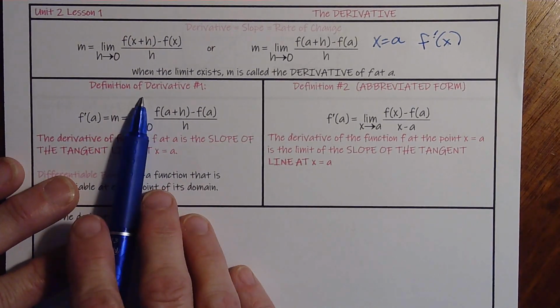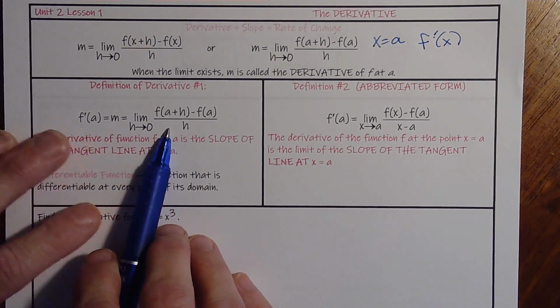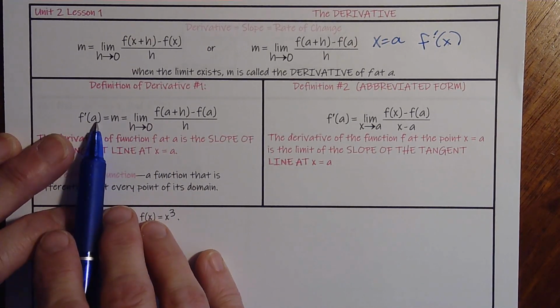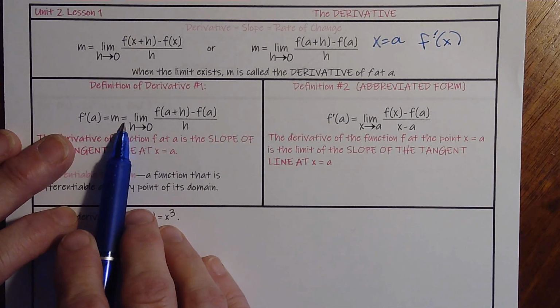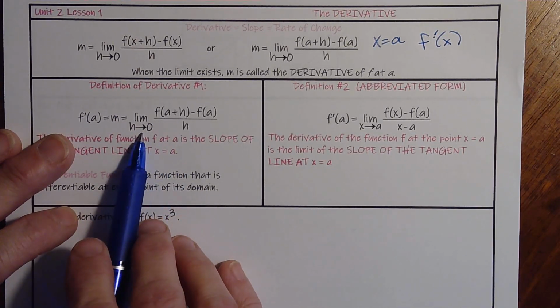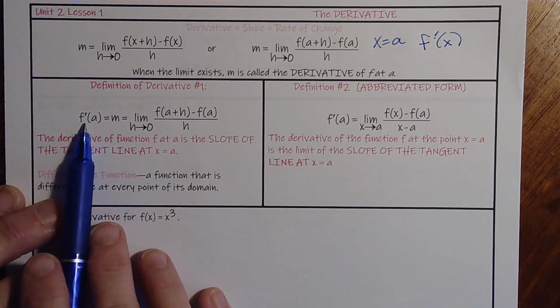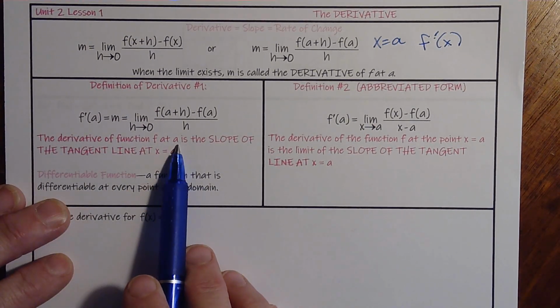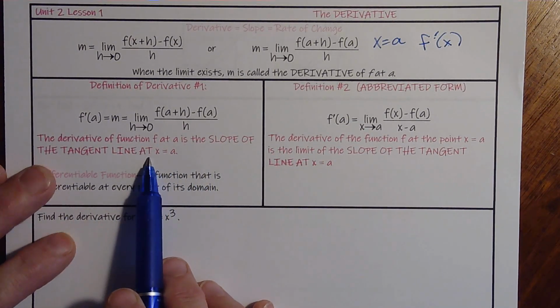So let's talk about a definition of the derivative. f prime at a is equal to slope, which can be found by finding the limit of this function as h approaches 0. And what that means is that the derivative of function f at a is the slope of the tangent line at x equals a.